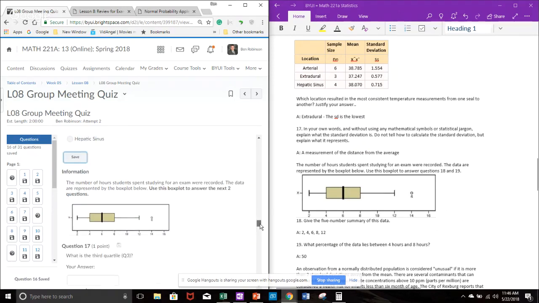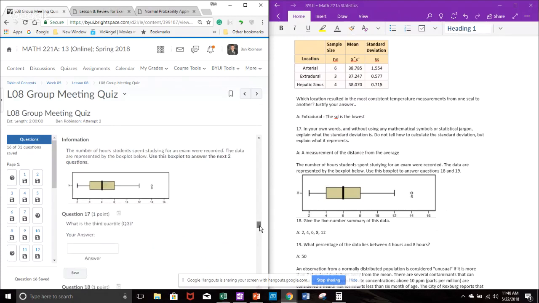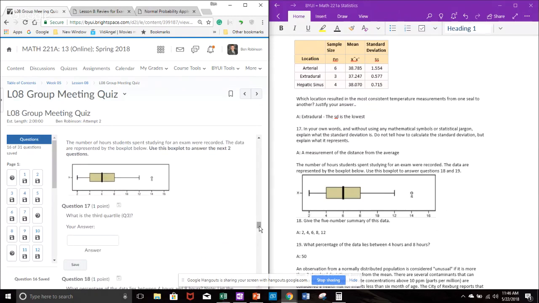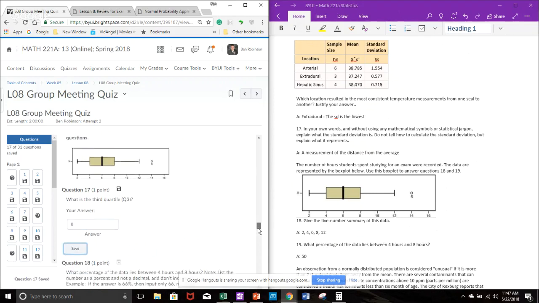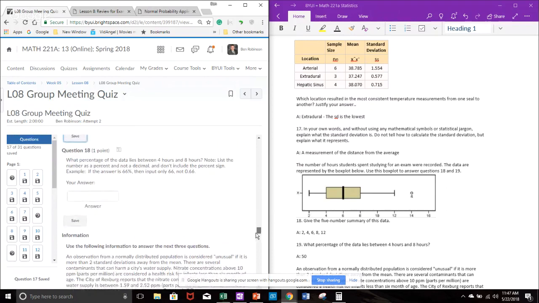Okay, thank you. The number of hours students spent studying for an exam are recorded. The data are represented by the box plot below. Use this box plot to answer the next two questions. What is the amount of the third quartile? So the third quartile is 8 here. This is the third quartile right here. So it's 8. Yes, I agree with you.